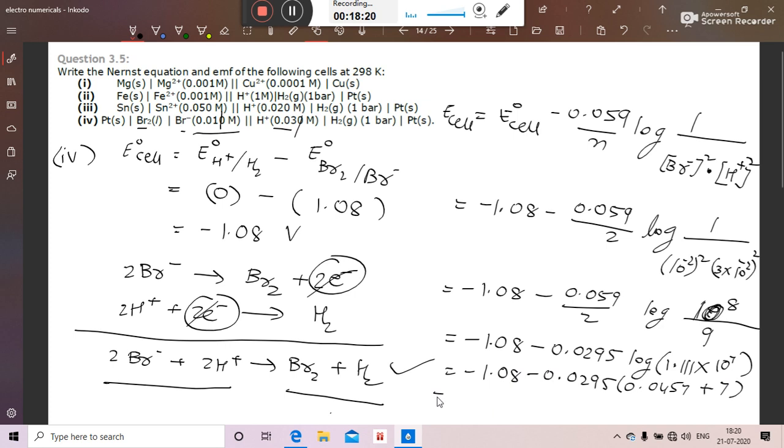Then there is multiplication, so we'll take plus, and log 10 raised to 7 is 7. So that is equal to minus 1.08 minus, now inside the bracket we have 7.0457, and when you multiply it with 0.0295, we will get minus 0.208. And when you subtract that, now minus minus is plus, so we have to add them, so that will be 1.288, and in front of the bigger number we have minus, so in the answer also we will have minus. So the final answer is minus 1.288 volt.